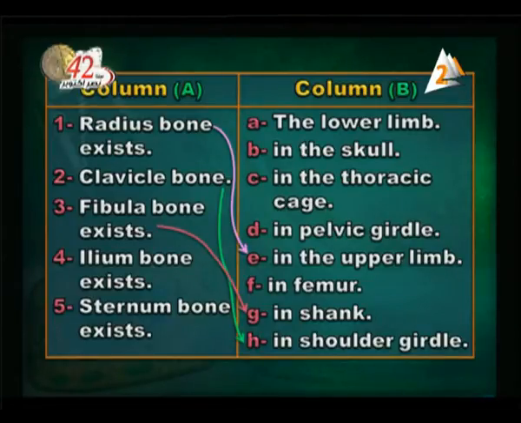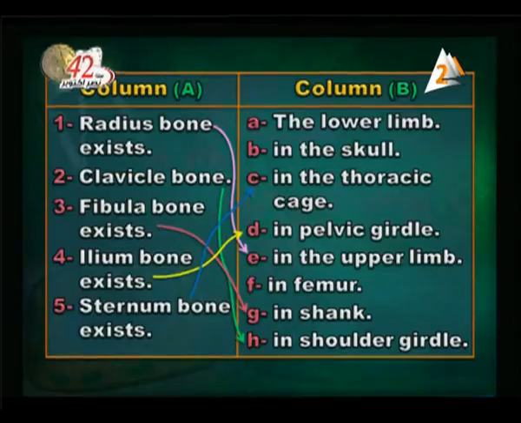Ilium bone exists. Where can you find ilium? Yes, ilium bone is found in the pelvic girdle. The last item, sternum bone. Where can you find sternum bone? Of course, sternum bone exists in the thoracic cage.